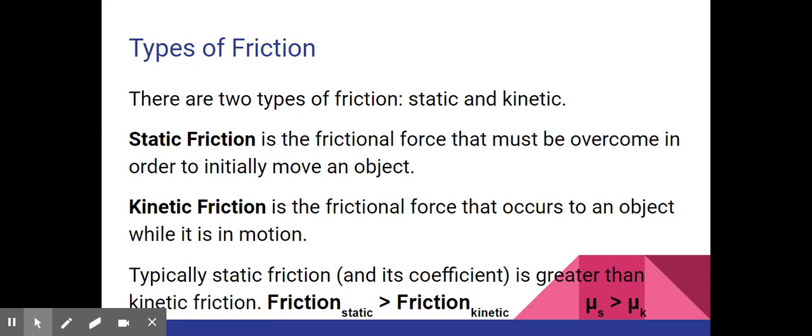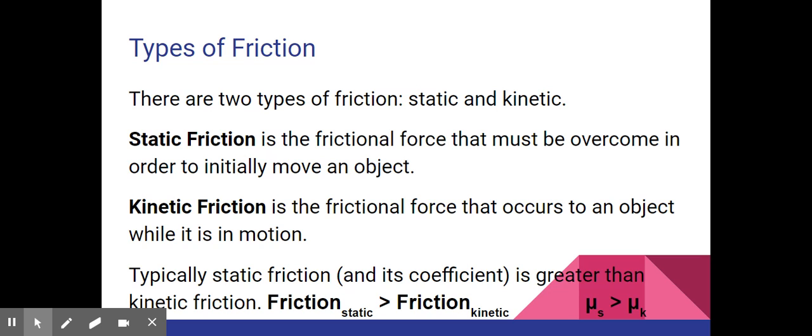So we have two main types of friction. There's static friction and kinetic friction. And the AP exam will expect that you can differentiate between these two. So static friction is the frictional force that must be overcome in order to initially move an object. So when I first start pushing on something and it hasn't quite moved yet, it's a little sticky, it sticks at first, that's static friction. So static, we usually use that word for when things aren't really moving yet.